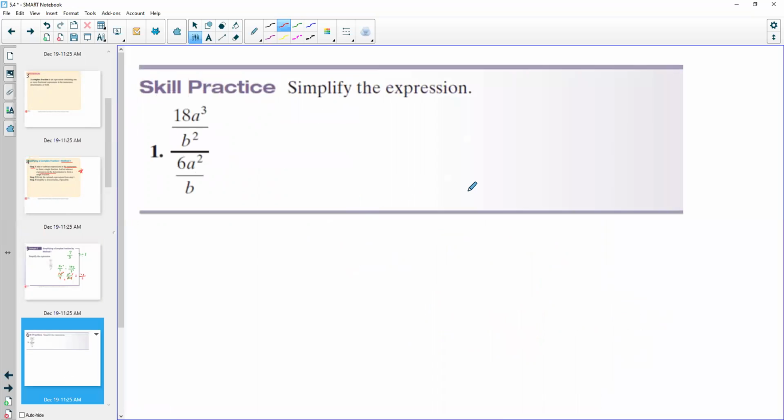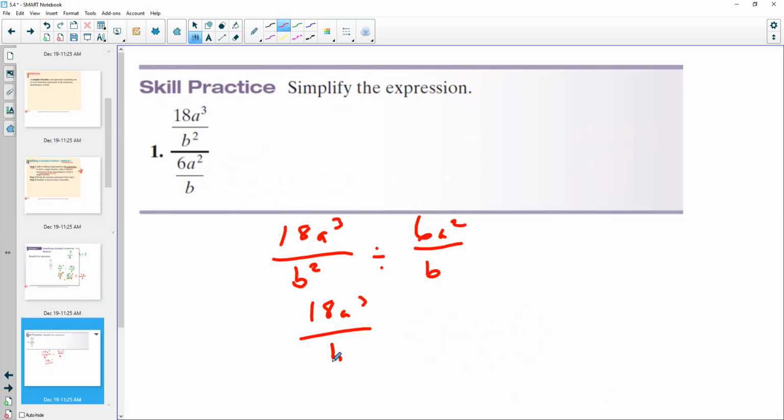Try another one. You try this one, and I mean it. So pause, try it. Okay, I'm assuming you tried it. I'm gonna rewrite it as division. 18a cubed over b squared divided by 6a squared over b. Just write them the way the fractions appear. Now treat it like we're dividing fractions. Keep the first fraction as it is. Change to multiplication. Flip the second fraction, b over 6a squared.